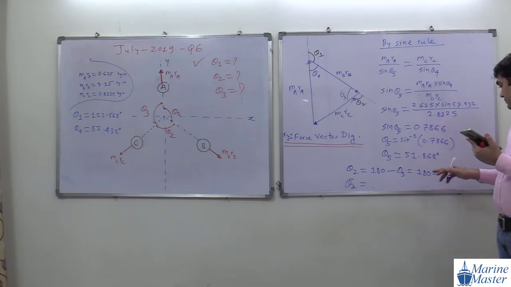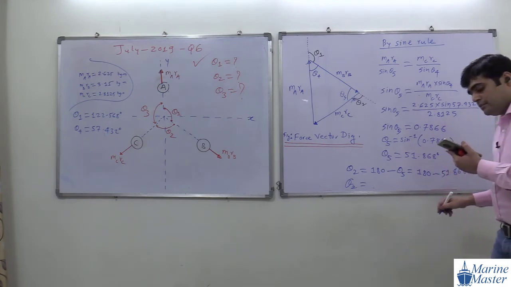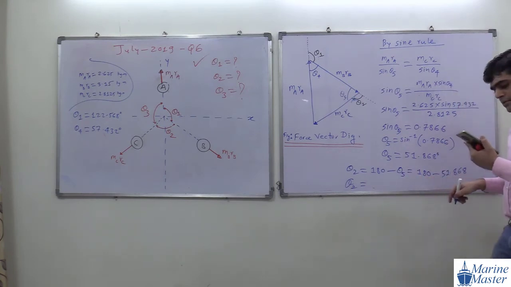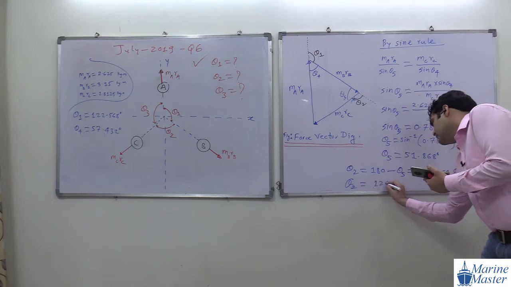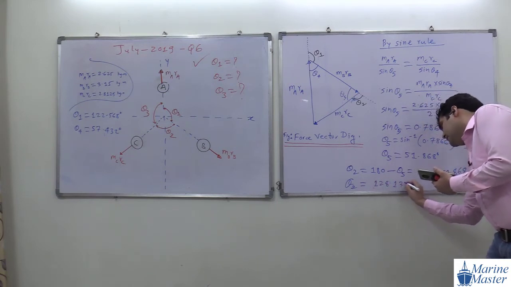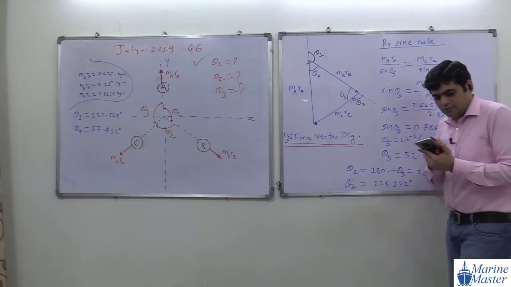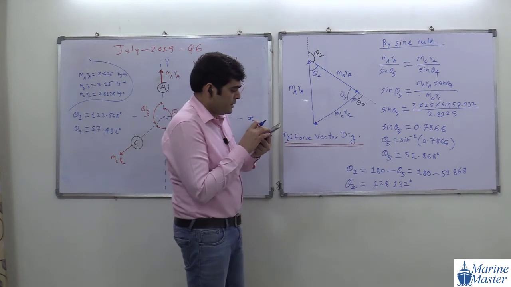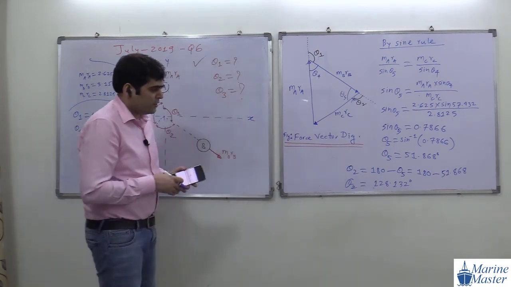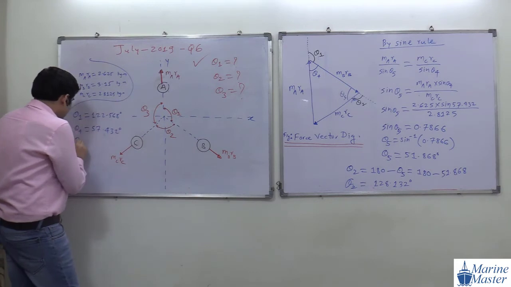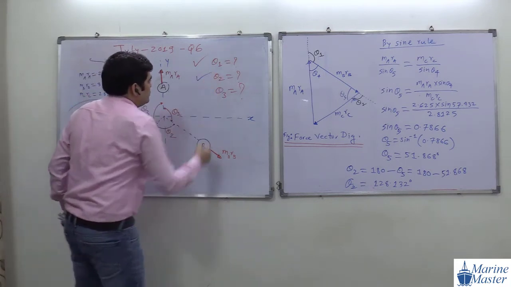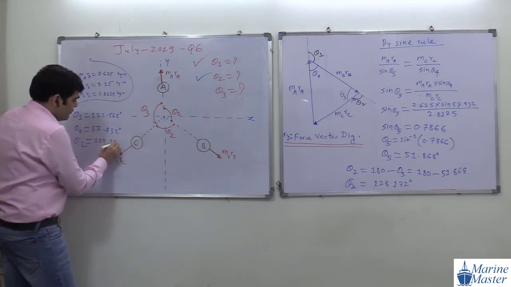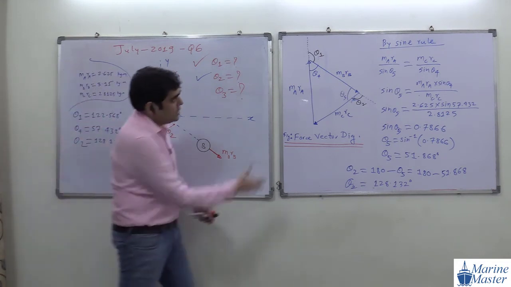128 point 1, 3, 2 degrees. So we got theta 2. How much theta 2 are we getting? 128.132 degrees. Okay, good. So we got the value of theta 2, our second target is achieved. Theta 2 is equal to 128.132 degrees. Please guys, write down up to here.